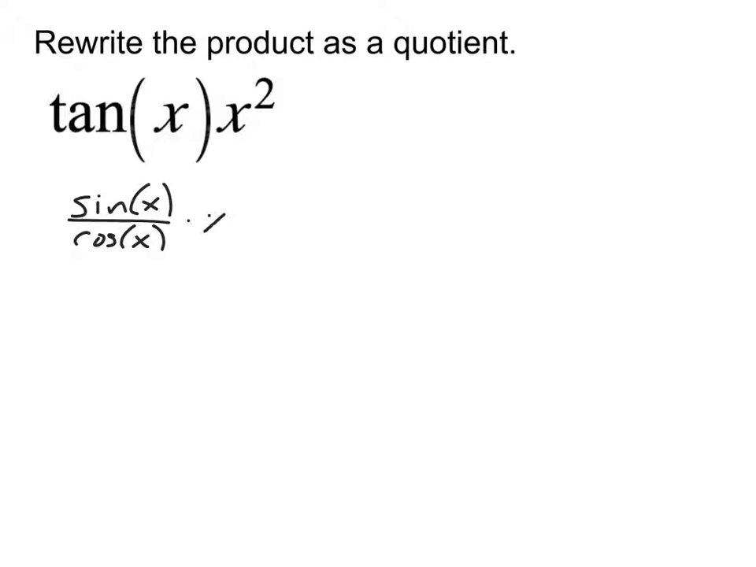And that is times x squared. So I can write this whole thing as one big quotient by writing it as sine of x times x squared all over cosine of x. And now I've written it as a quotient. Now if I were trying to find a limit, I would have something written as a quotient, which would let me use L'Hopital's rule.